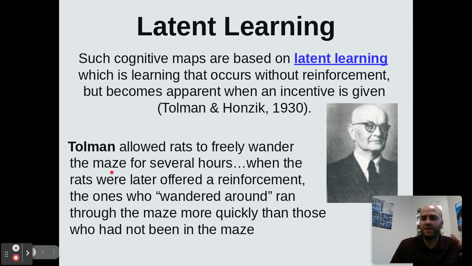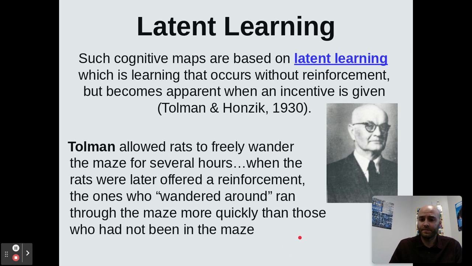And he allowed them to just navigate for several hours, walk around, check out the maze. When the rats were later offered a reinforcement, the ones who had the chance to wander around ran through the maze more quickly than those who had not been in the maze prior, right? That also makes sense, but this is an example of latent learning. The rats moved through very quickly because they had learned the layout of the maze. They just hadn't had any reason to show it yet or to move through as quickly as they did. And so that latent learning manifested itself and showed itself after a reward was made present. Okay? And that's that idea of latent learning.